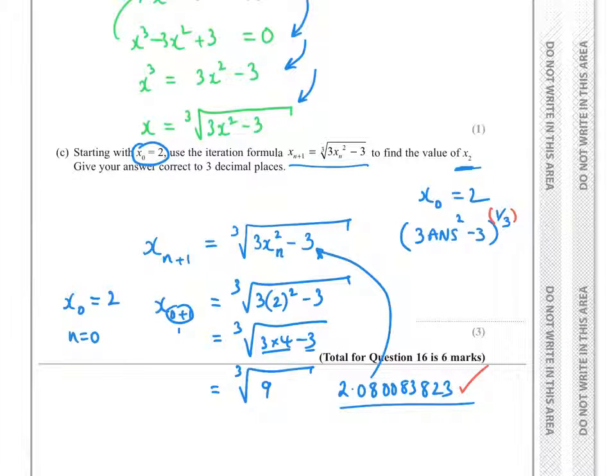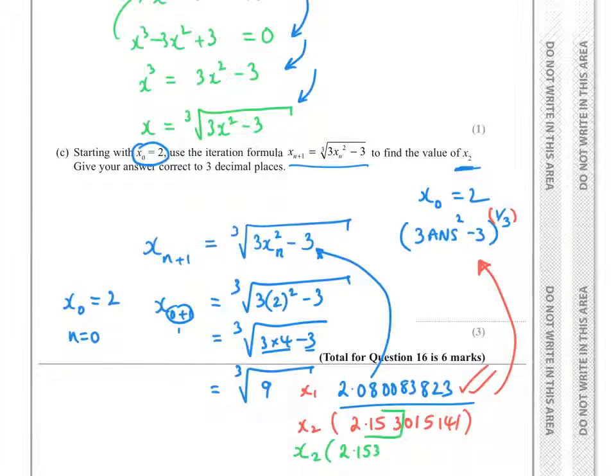And all I've got to do is press enter again, because it then uses that value and puts it back into here automatically. And so I would get, so this would be x1, so x2 would be 2.153015141. It wants it to 3 decimal places. So I would say x2 is 2.153 to 3 dp.